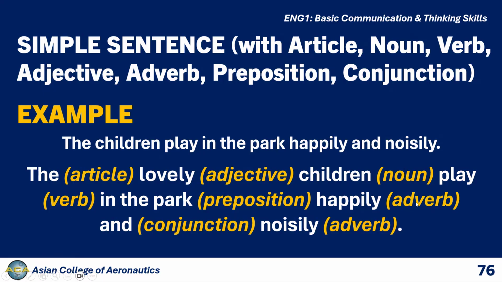Happily is our adverb. Same thing with noisily, because it describes the word play. How the children play? They are playing happily and noisily. Then we have this conjunction, because two adverbs are being connected using a conjunction. And the conjunction used is the word and. So that's it. We use the different parts of speech in one simple sentence.